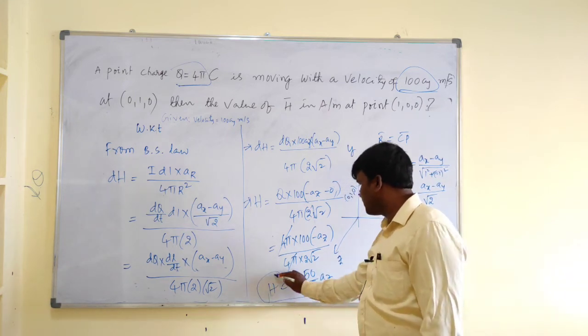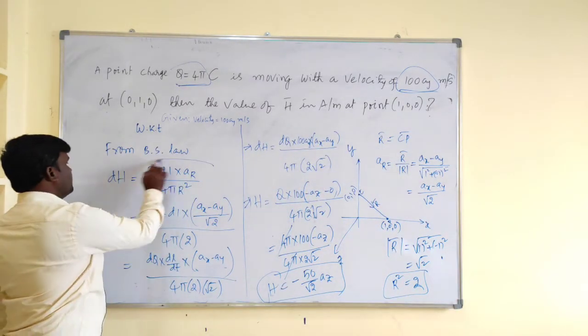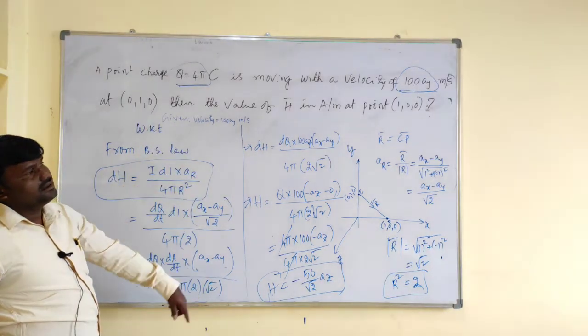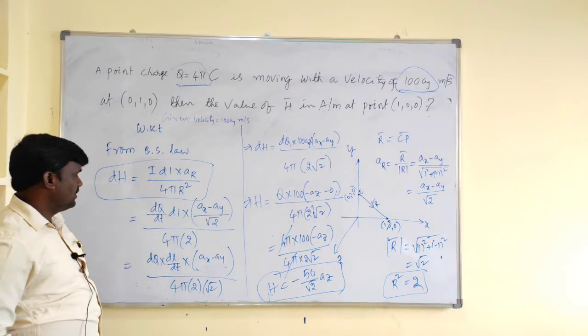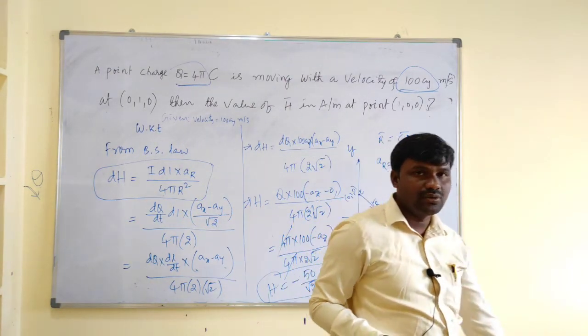This is the calculation of H by using Biot-Savart's law. From Biot-Savart's law we have dH. We have to remember this formula and substitute the given values and simplify. Finally we got the answer H as minus 50 by root 2 into az.